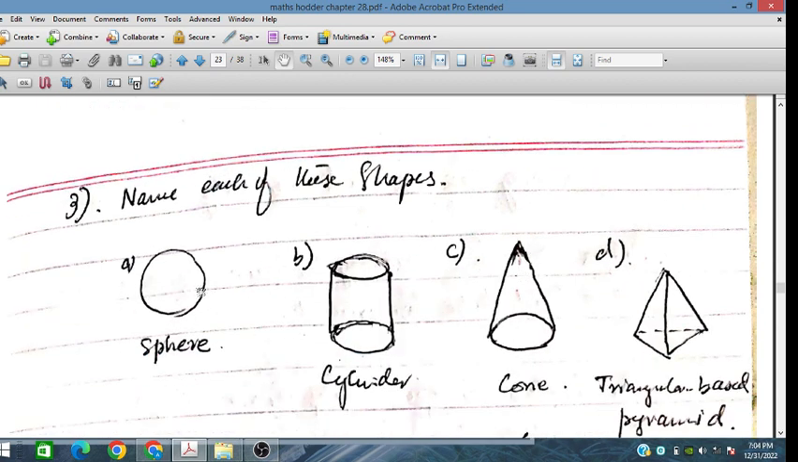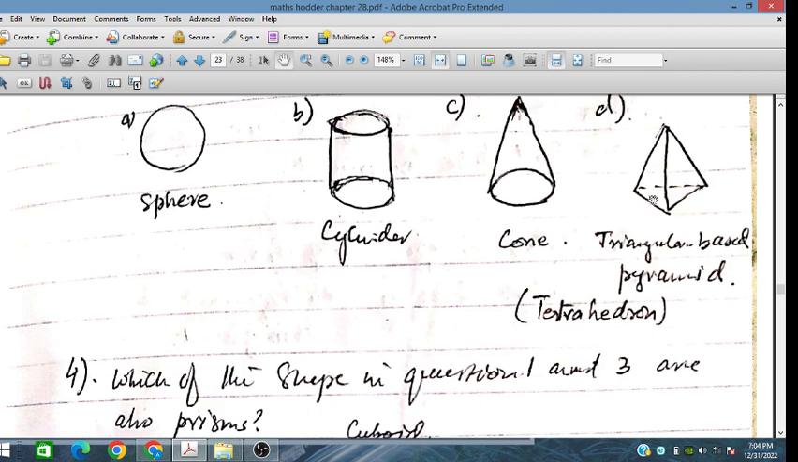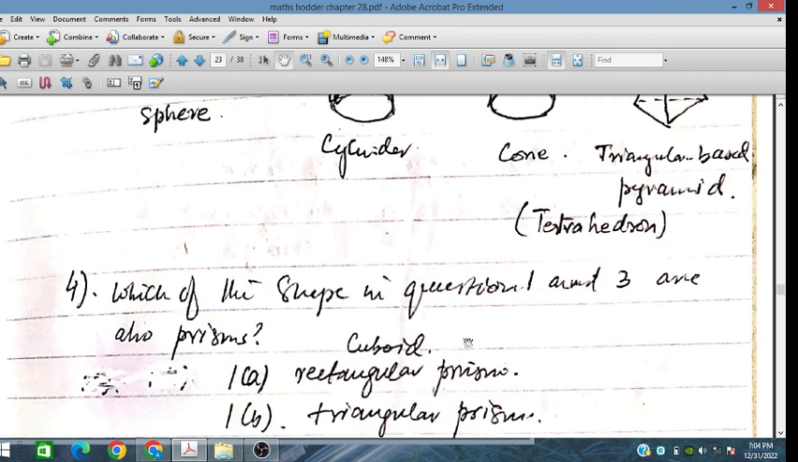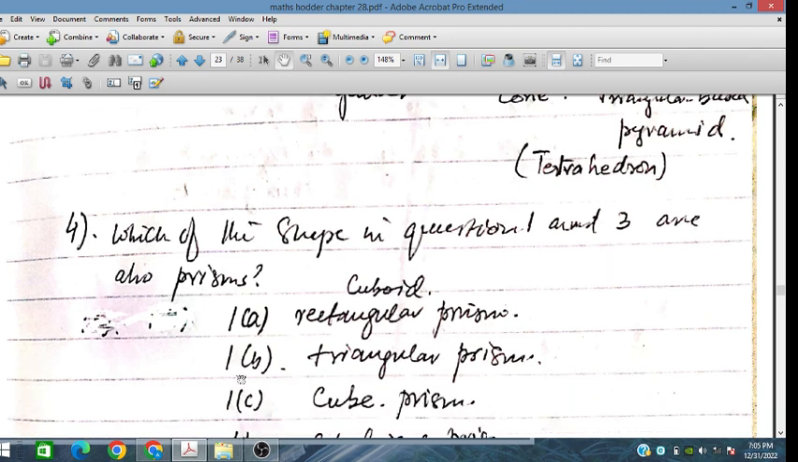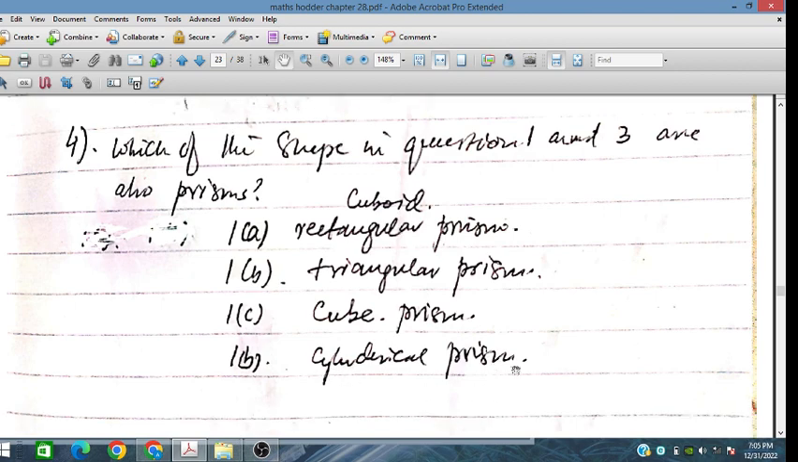And name each of these shapes. This is a sphere, cylinder, cone, triangular-based pyramid, also known as a tetrahedron. Questions number 1 and 3 are prisms. So a cuboid is a rectangular prism, then a triangular prism, a cube, and this is a cylindrical prism.